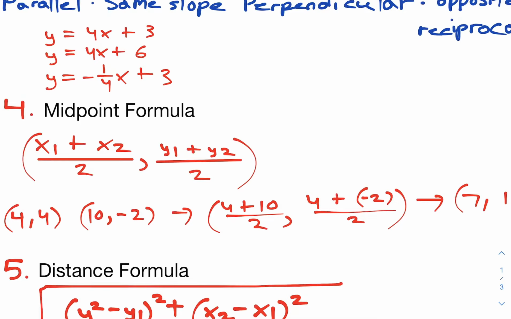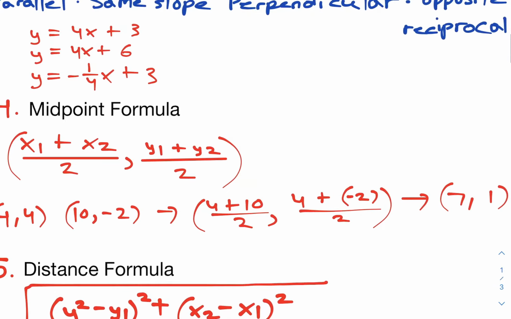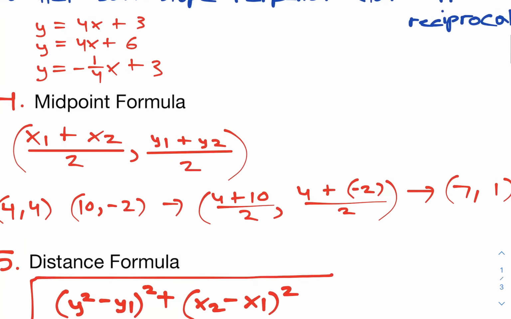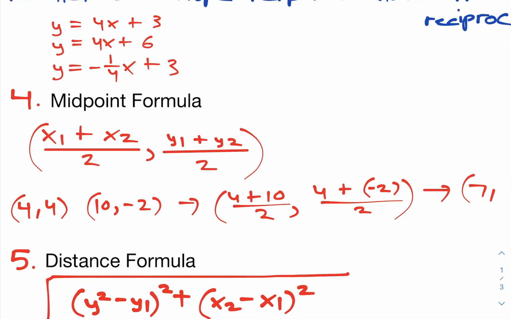So if we have the 2 points below, (4, 4) and (10, negative 2), we'll use the x1 and x2 as we showed in the formula above. And we'll look at this and see 4 plus 10 over 2 and 4 plus negative 2 over 2, and we get the answer (7, 1). And so this means that when we look at the 2 points (4, 4) and (10, negative 2), (7, 1) is the point exactly in between those 2 points.